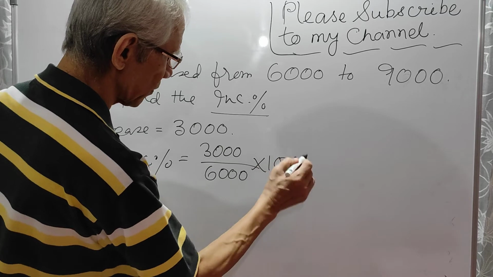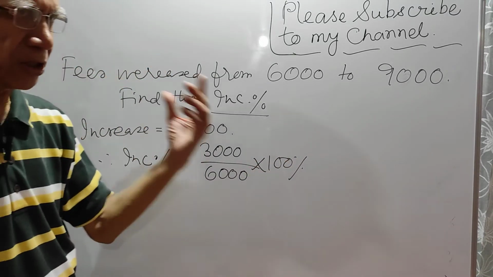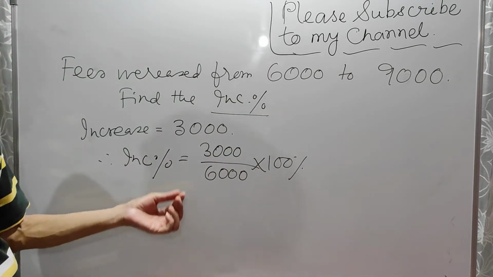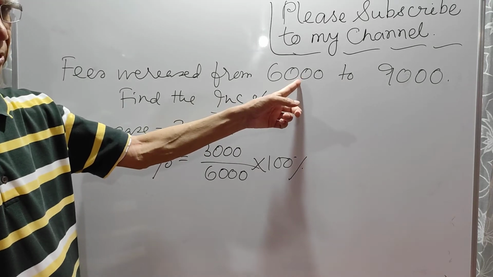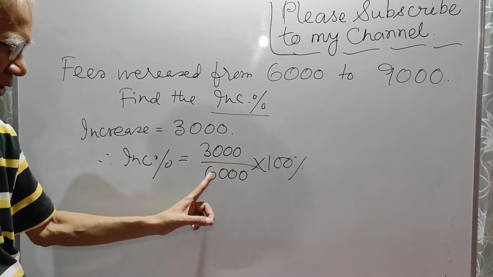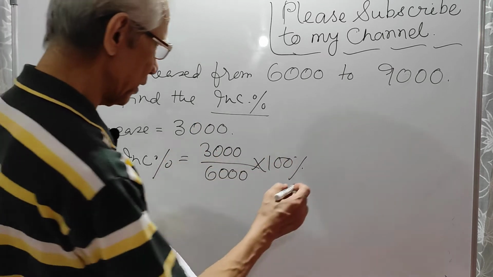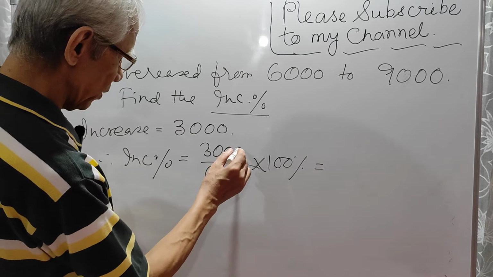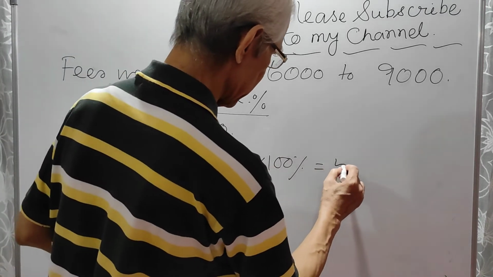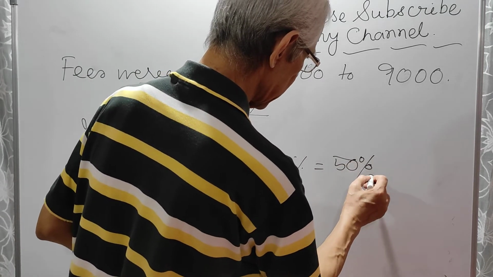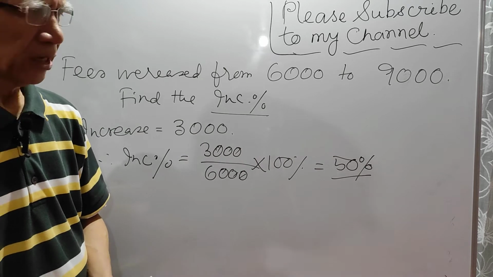So the increase is 3,000. Now we have to find the percentage of increase. That means we have to express this increase as a percentage of the original number, which is 6,000. 6,000 will be the denominator, this increase will be the numerator, now into 100%, right? So 3 0 here, 3 0 cancel, 3 2, so 50%. So your fees has increased by what percent? 50%. All right.